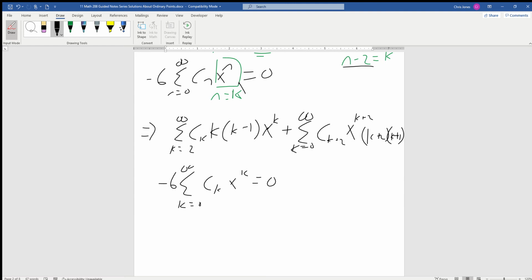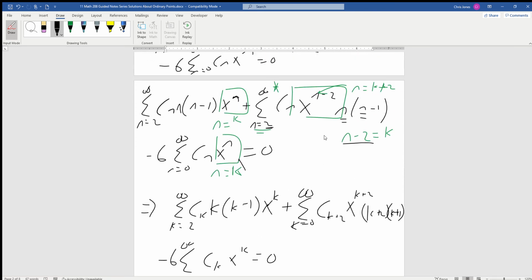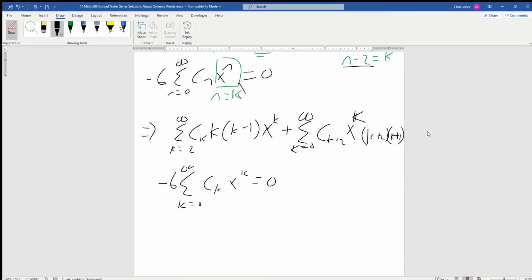equals 0. All right, so let's play good news, bad news. Oh, and by the way, this should be x to just the k, not k plus 2. Sorry about that. That's part of the bad news, but at least we found it.